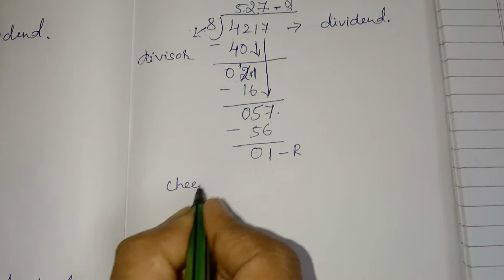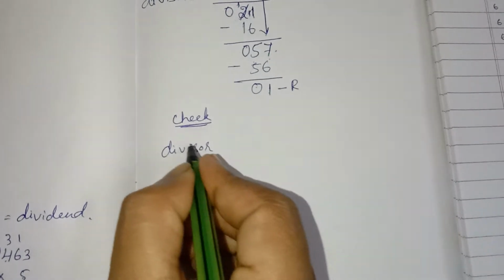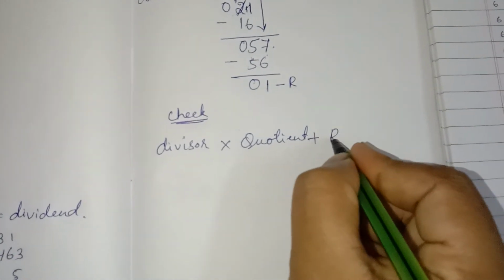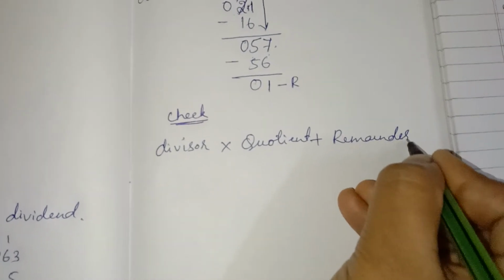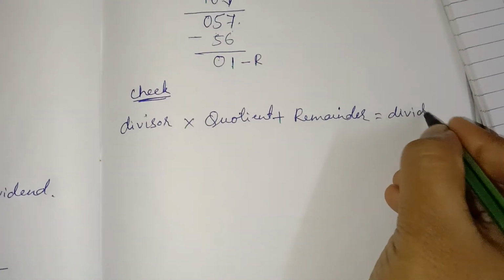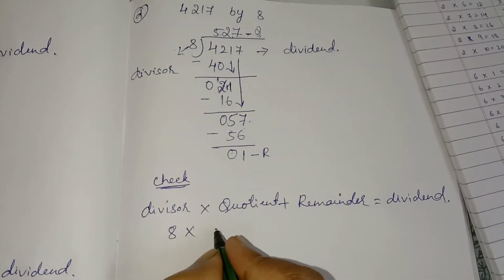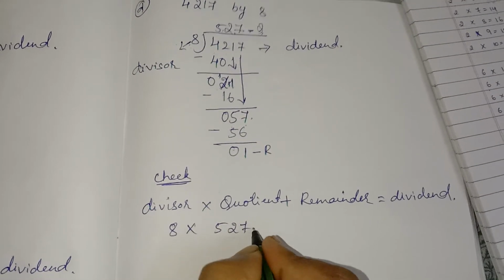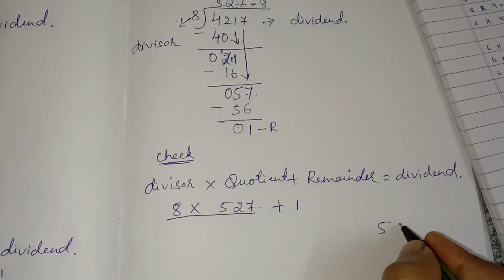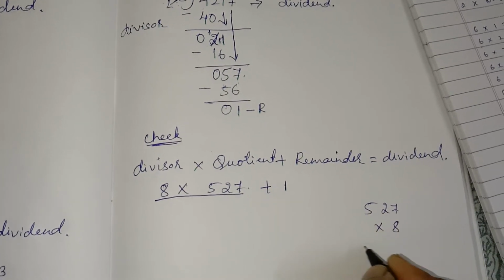Now check your answer by the relation: divisor into quotient plus remainder is equal to dividend. The divisor is 8, quotient is 527, remainder is 1. Now multiply these two. 527 into 8.